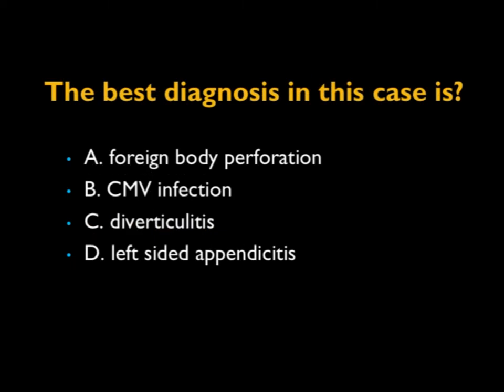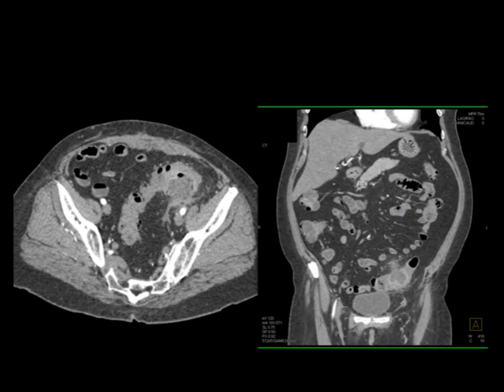The best diagnosis in this case, when you look at the axial and coronal views, you see inflammation of the sigmoid colon with diverticular disease. Then you see what appears to be a fluid collection, a classic example of a perforation, focal diverticulitis in a patient with diverticulosis. Just a very nice example.